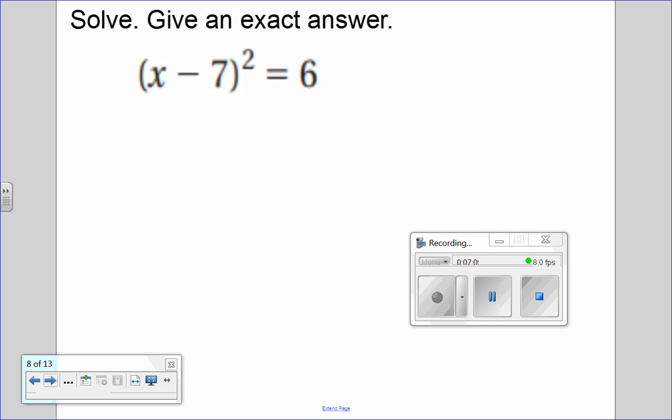Ray, do you have an idea? Ken, do you have an idea? Nick, idea? Why would you distribute the 2? We're not distributing. Jose, you have an idea? Right, x minus 7 times. Nope, we're not going to distribute.